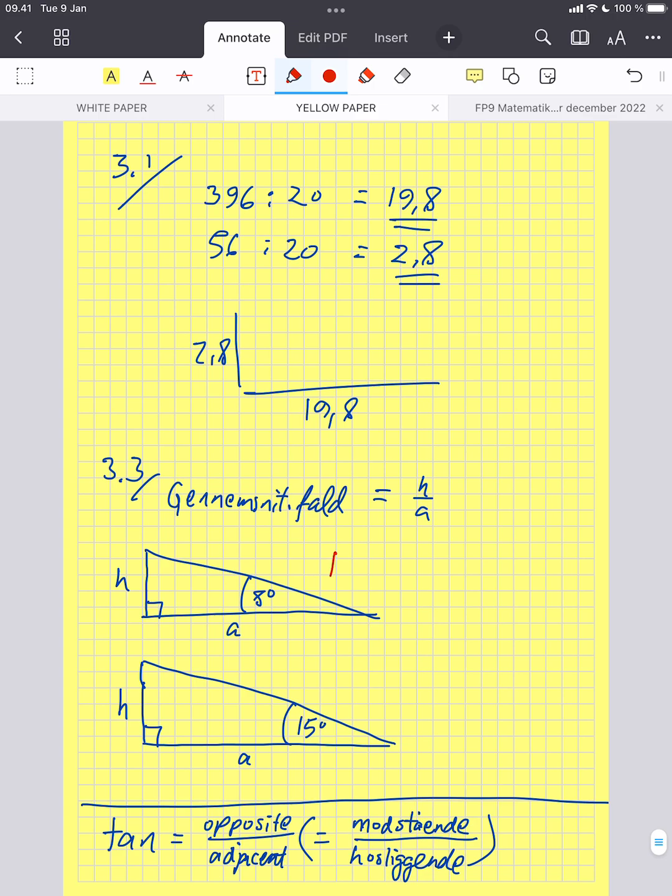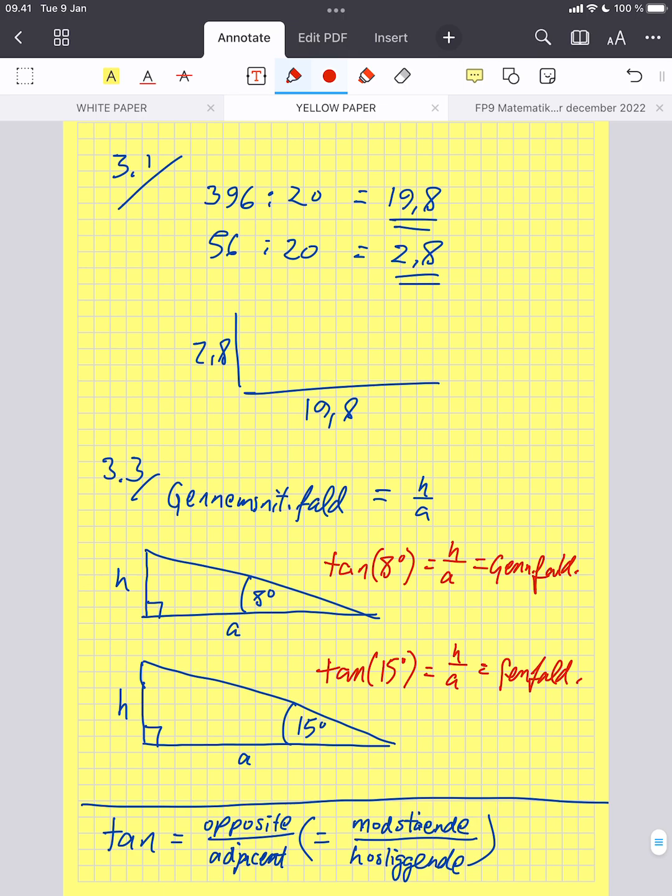So tan of 8 degrees in the first case is the opposite over the adjacent, H over A, and that's the thing that's been called the average slope, Gennemsnitsfelt, in the question. I'll just abbreviate that to Genfeld. And then in the 15-degree triangle, the average slope is H over A, which is the tan of 15.